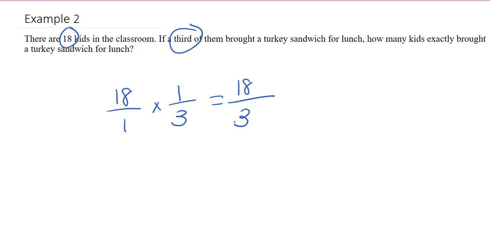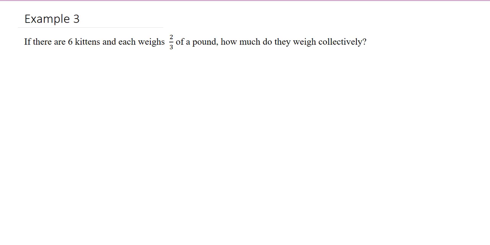Now we know that 18 has a factor of 3 in it, so we can remove that factor on both the top and the bottom. 18 divided by 3 would be 6, and 3 divided by 3 is 1. So this is just 6. We would say 6 kids in the classroom brought a turkey sandwich. Now let's look at another example.